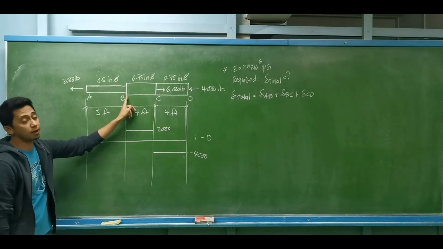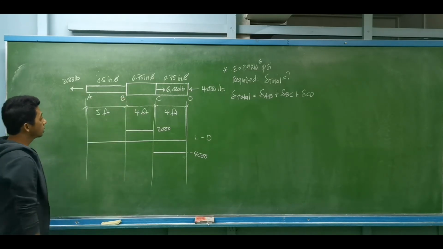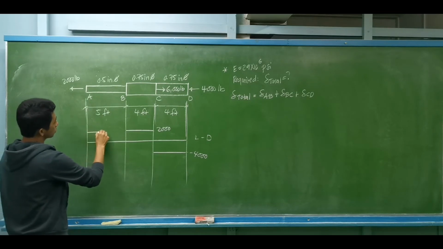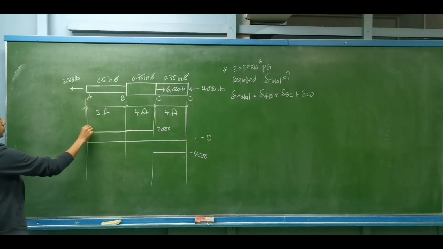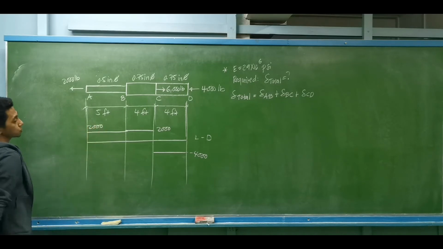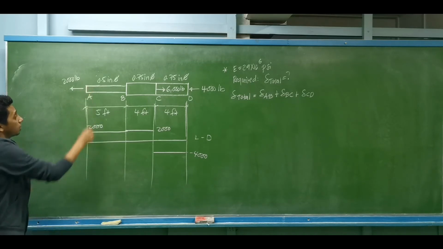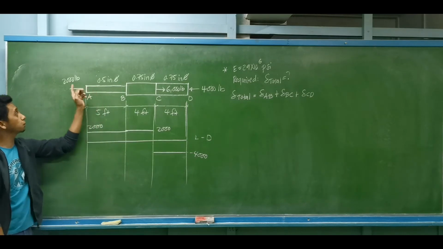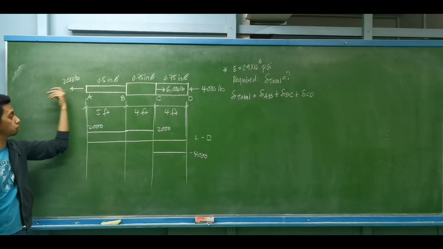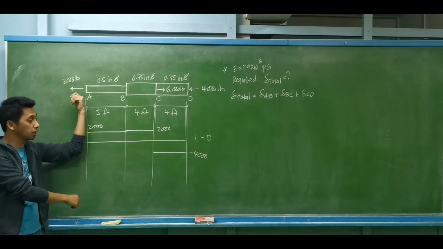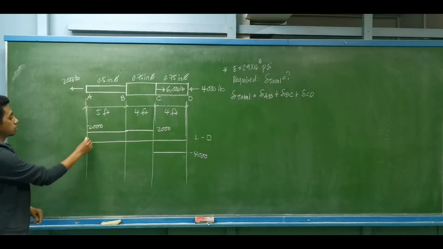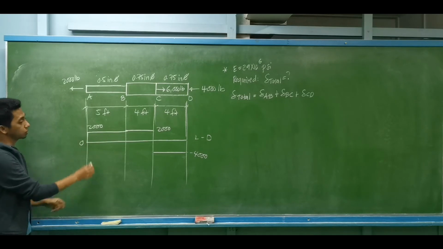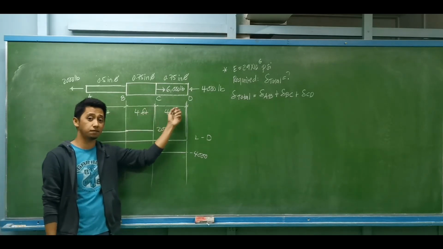Then as you can see, we don't have a force at point B, which means the 2,000 pounds will be extended up to point A. So this is also equal to 2,000 pounds. At point A, we have an applied force of 2,000 pounds to the left. We are assuming forces to the left to be negative. So this is negative 2,000 plus 2,000, which gives us a value of 0, which means this shaft is in equilibrium.